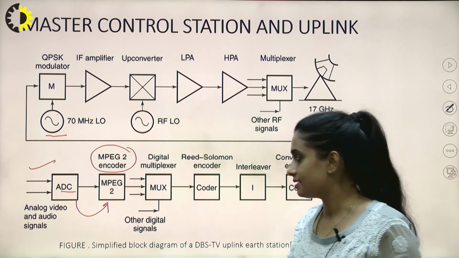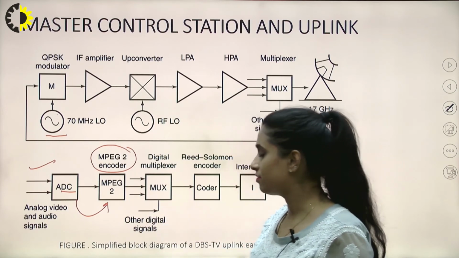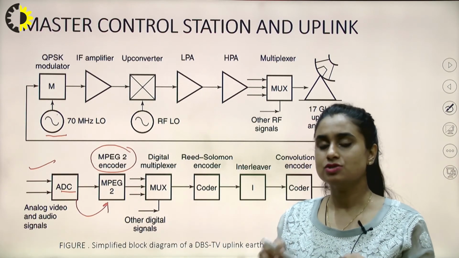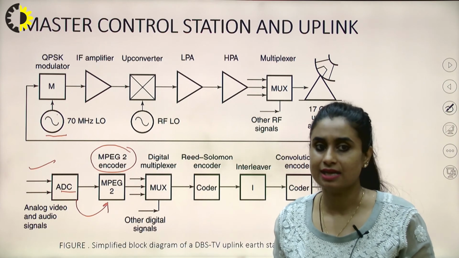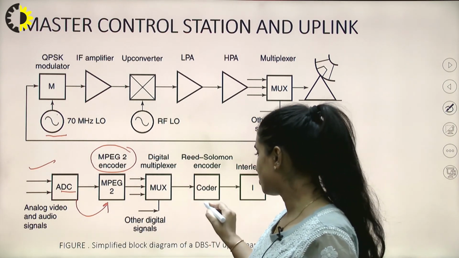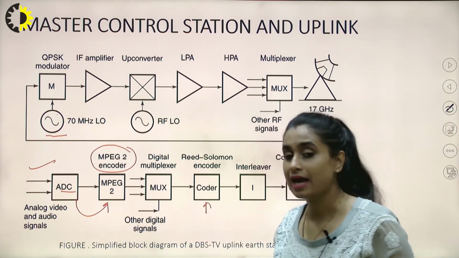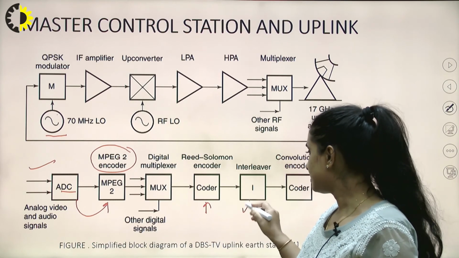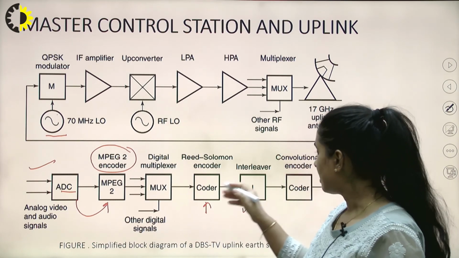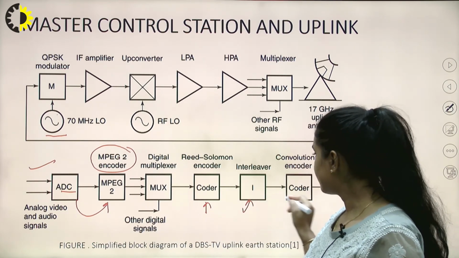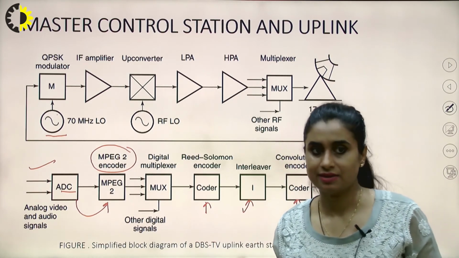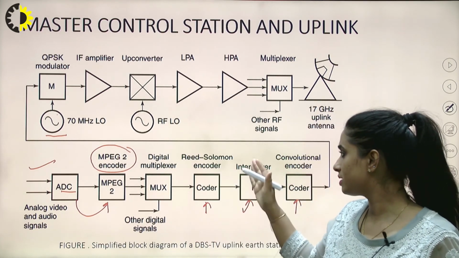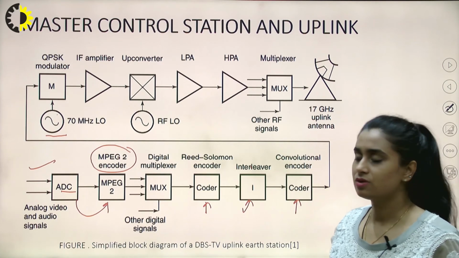After this we perform multiplexing, that is, we enable many message signals to travel via a single channel. That is sent to the coder. This is for compression and security. Then interleaving, outer coding, interleaving and inner coding. These are all for security and compression techniques. We use a Reed-Solomon encoder, interleaver and convolution encoder here.